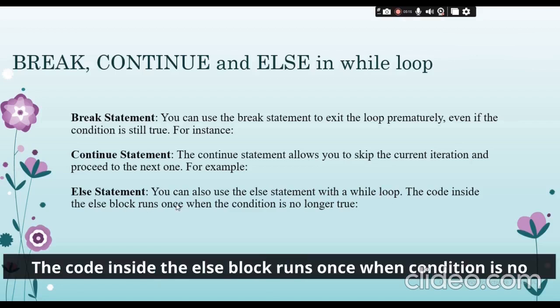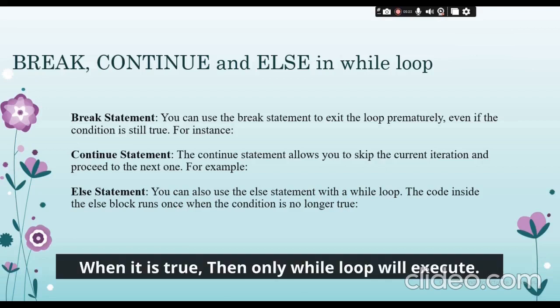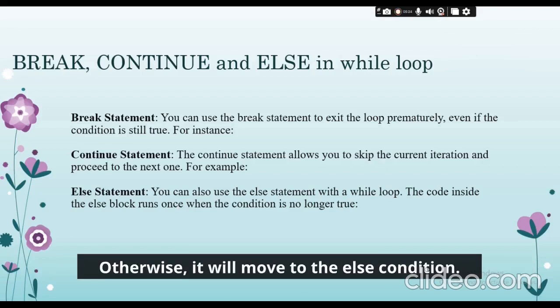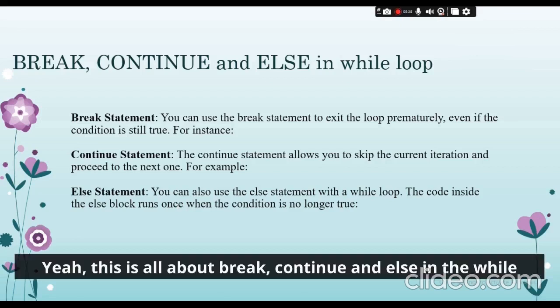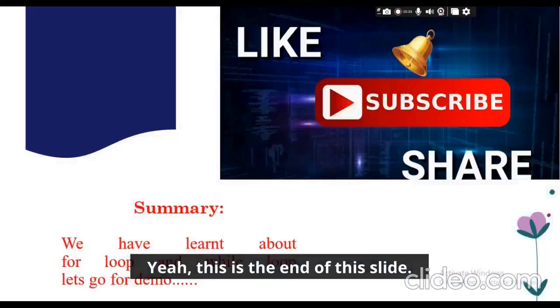The code inside the else block runs once when the condition is no longer true. When it is true, then only the while loop will execute. Otherwise, it will move to the else condition. This is all about break, continue, and else in the while loop. We'll move to the next slide. This is the end of this slide.